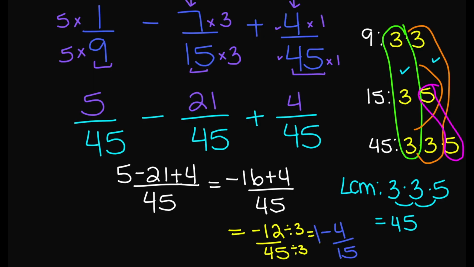So your final answer here is negative 4 over 15, or you may write negative 12 over 45 if you do not simplify. So negative 12 over 45 is your non-simplified answer, but if you simplify, it will be negative 4 over 15.